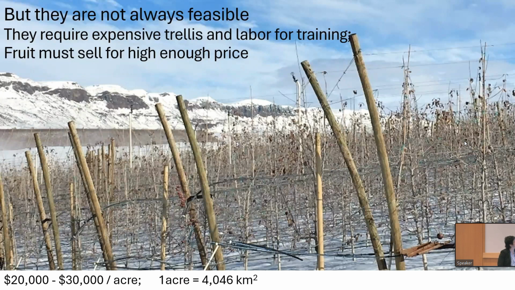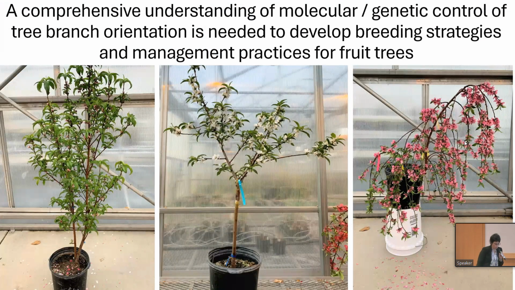Really only the ones that are quite profitable or you could sell for a lot, like apples, because it takes a lot of money to install and set up trellis and do extensive pruning and labor. So it's not easy for everything, which is why I'm trying to use my interest in developmental biology to figure out a comprehensive understanding of molecular and genetic control of tree branch orientation, essentially for breeding strategies and management practices.